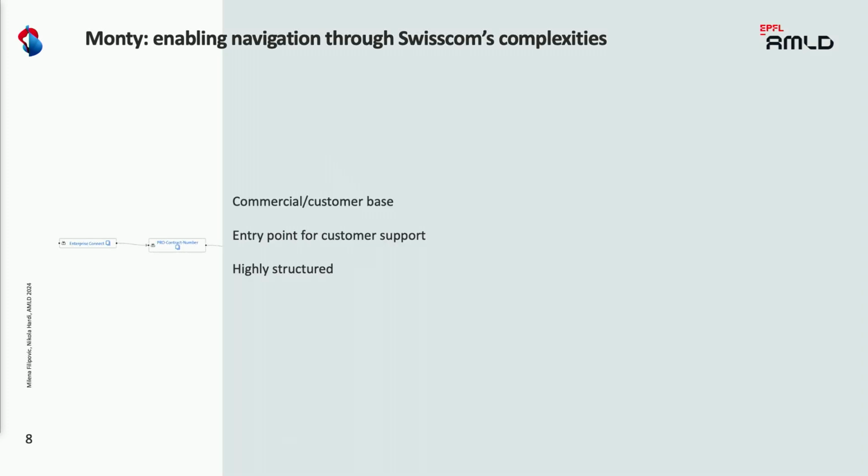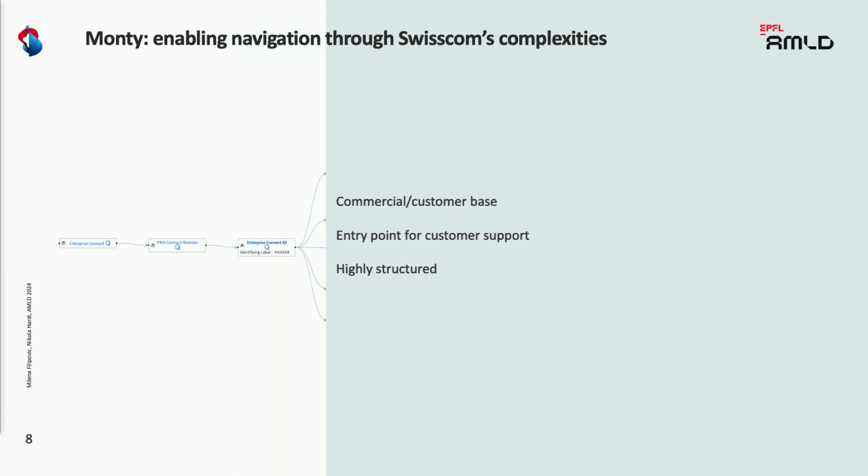So when you call customer support with a problem, they'll take who you are, where you're calling from, and what your issue is. We call this the commercial customer base. It's the entry point for customer support. It's highly structured. It is modeled in relational databases. It always basically looks the same. You'll have a customer with a contract at a location.